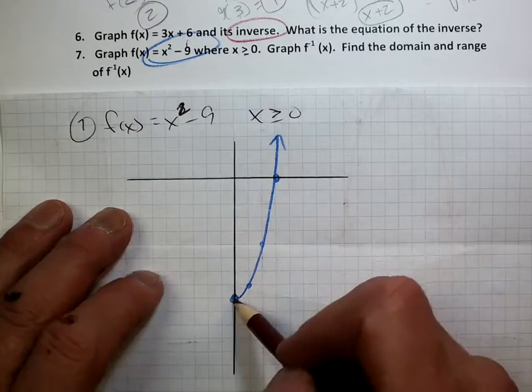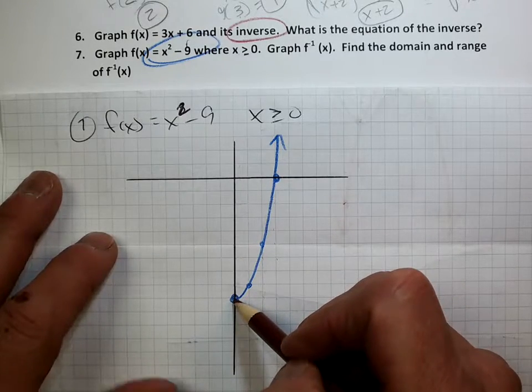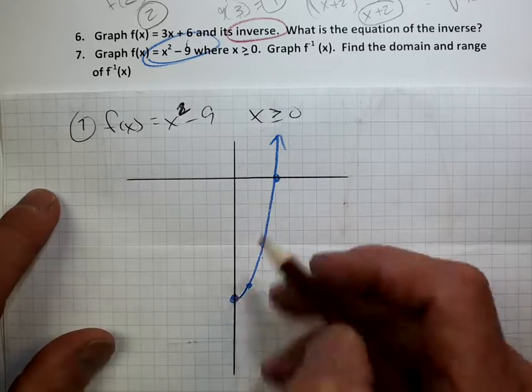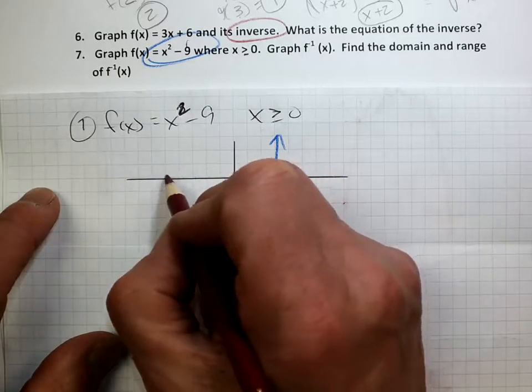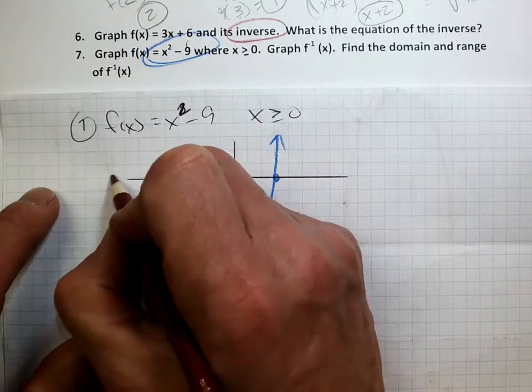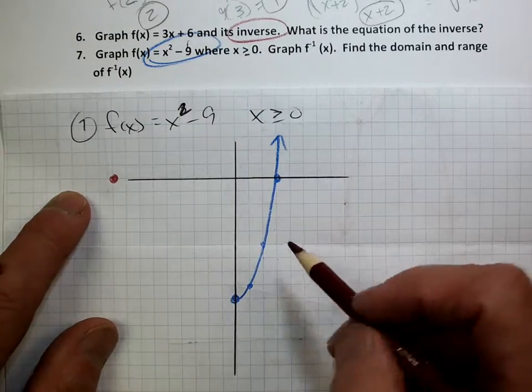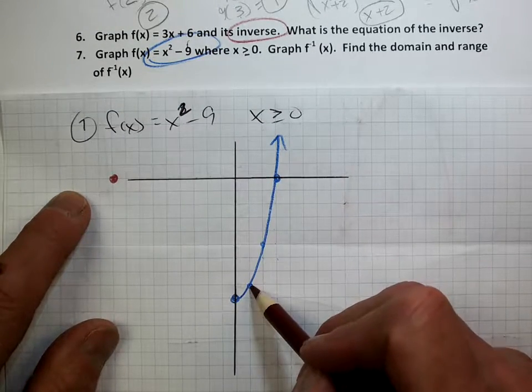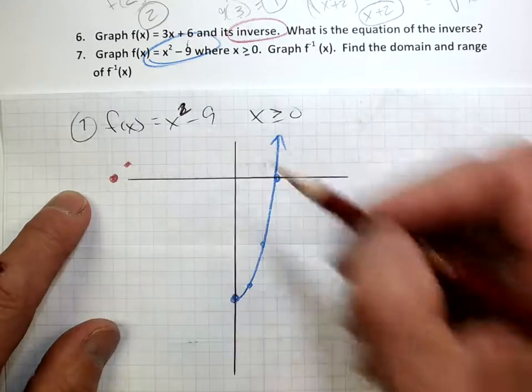I know this is the point at (0, -9), so its inverse would be at (-9, 0). 1, 2, 3, 4, 5, 6, 7, 8, 9, right? I'm just switching the points. This is the point at (1, -8). Let's go (-8, 1), right?